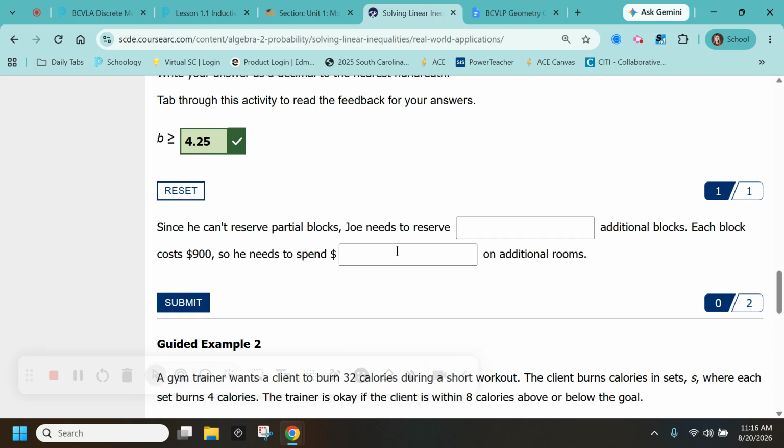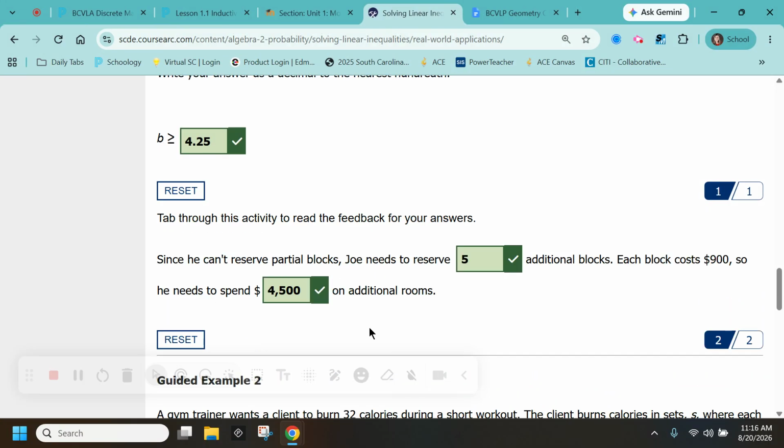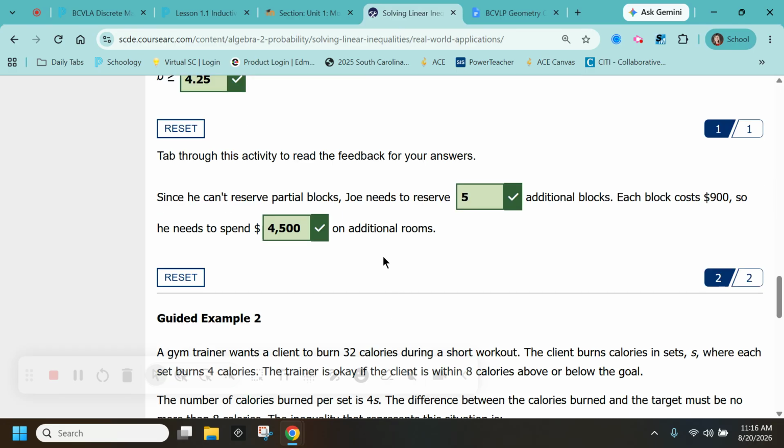Since he cannot reserve partial blocks, he will need to reserve 5 additional blocks. Each block costs $900. So 5 times 900 is 4,500. Make sure that you include that comma. So he'll need to spend $4,500 on additional rooms.